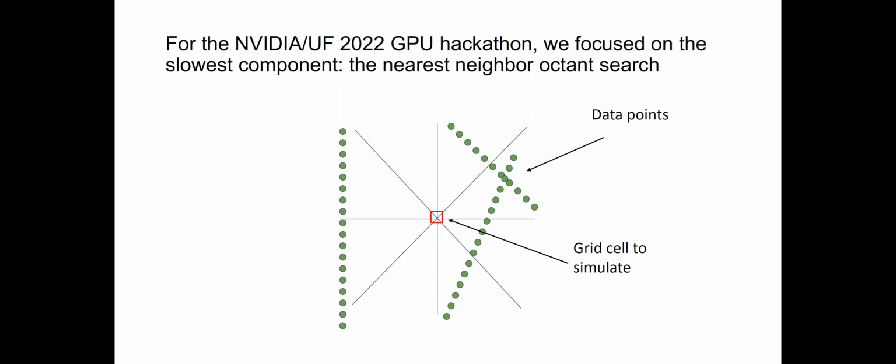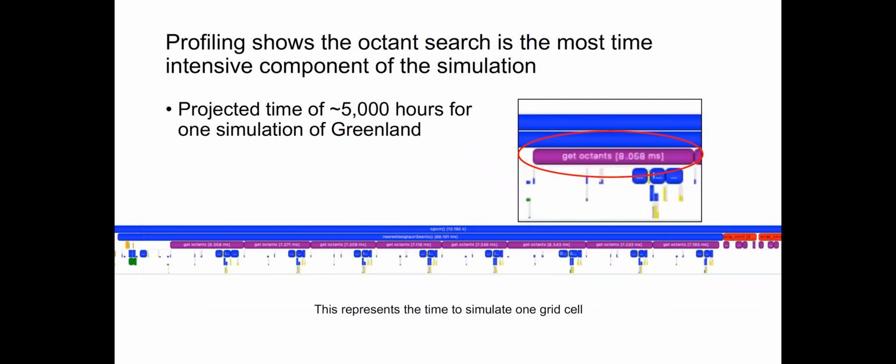This nearest neighbor octant search becomes increasingly slow over the course of the algorithm, so we found that that's the biggest bottleneck in our algorithm. So this is a profiling result for the simulation of a single grid cell. And in purple is the octant search. So there are 8 little purple chunks here for the search in each of the octants. So you can see that it's taking up a huge amount of the simulation time.